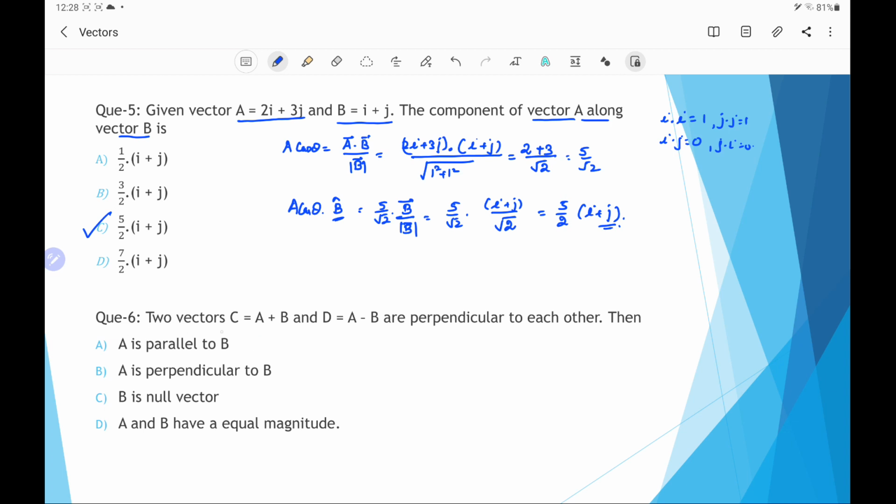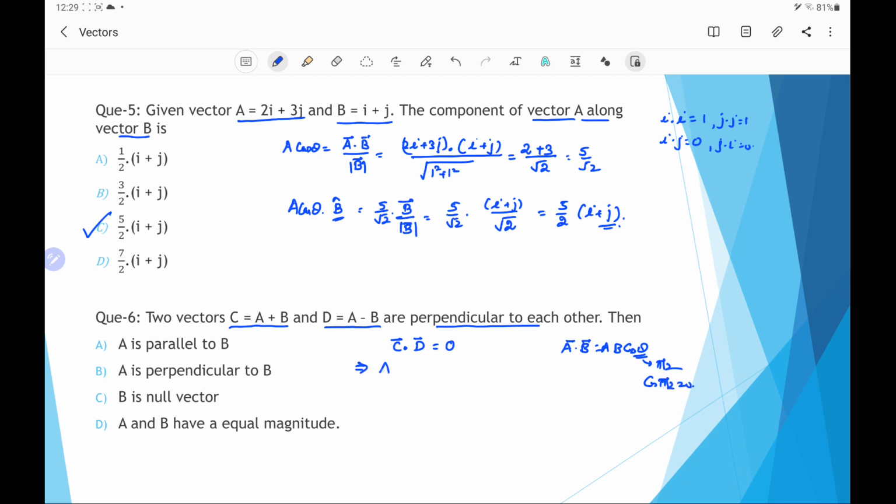Question 6 is, there are two vectors C that is equal to A plus B and D which is A minus B are perpendicular to each other. Then if two vectors are perpendicular, their dot product will be 0, because the dot product of two vectors has the value AB cos theta, where A and B are the magnitudes of vector A and vector B and theta is the angle between them. And for perpendicular, this theta is pi by 2, so cos pi by 2 is 0.